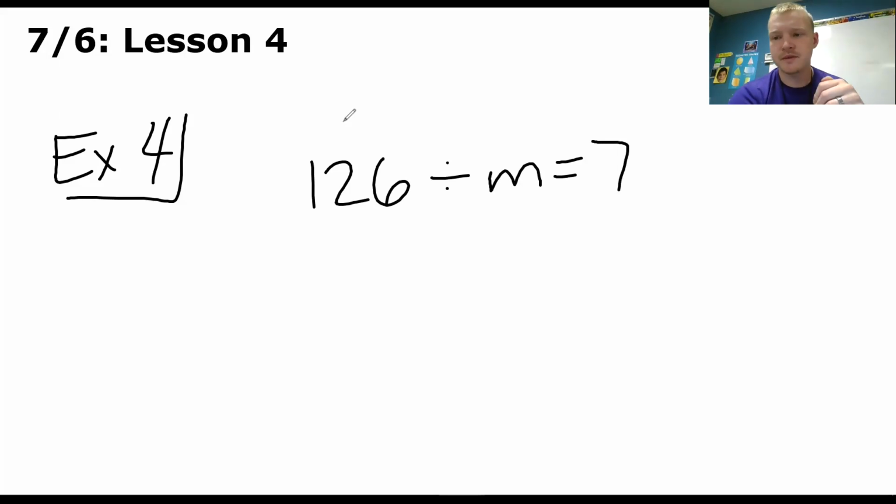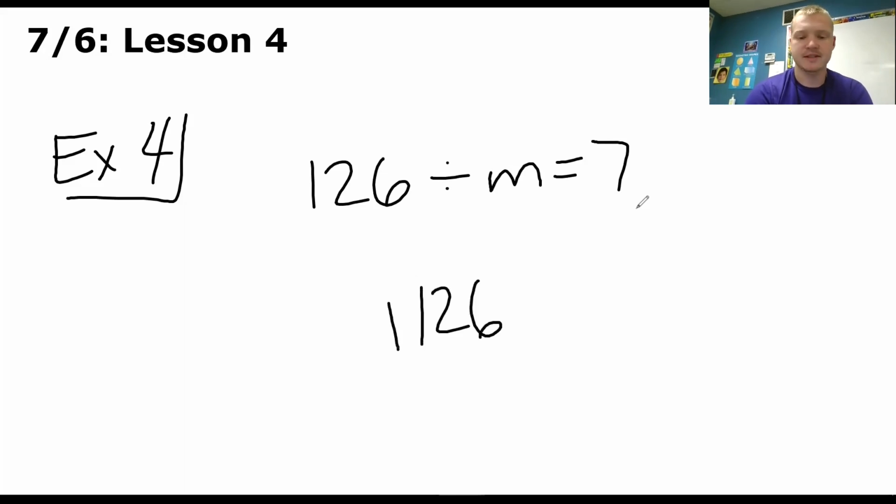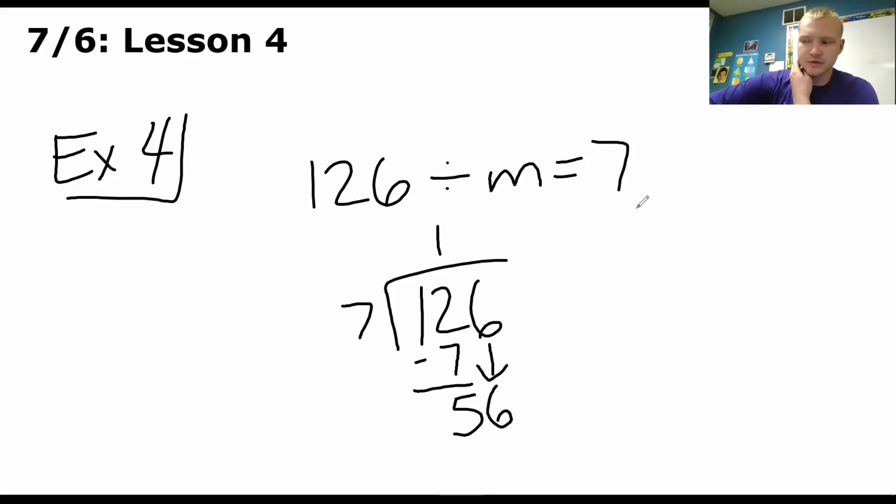So this time we are not going to multiply because we are finding the smaller number right here. So 126 divided by 7 is how we're going to solve for m. So 7 goes into 12 one time. 12 minus 7 is going to be 5. Bring down my 6. And then 7 goes into 56 8 times.